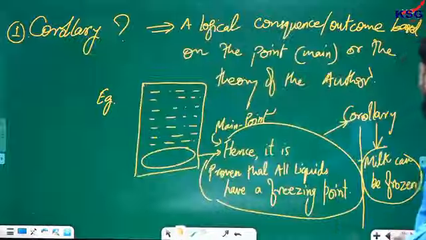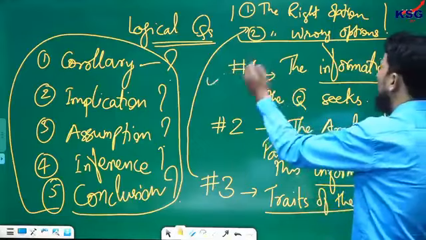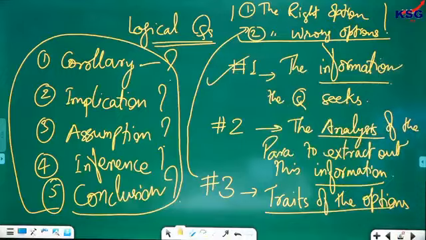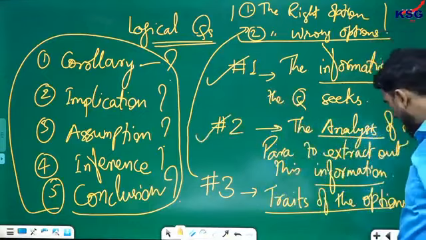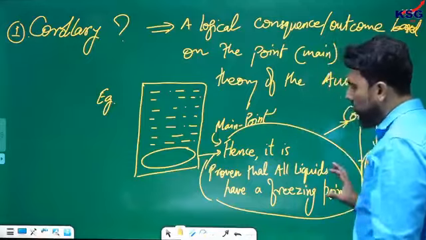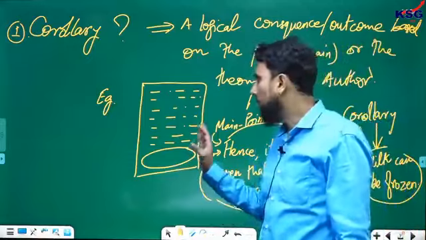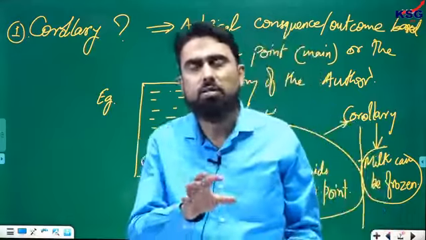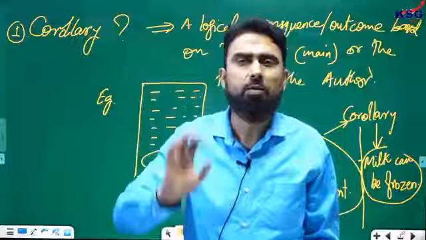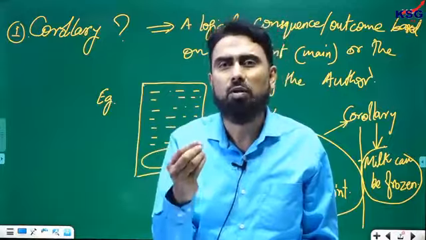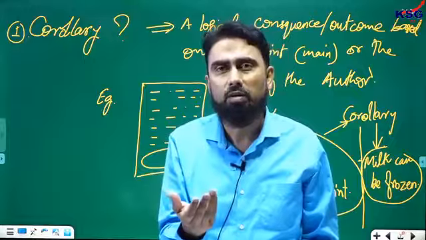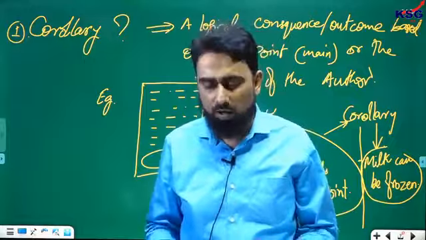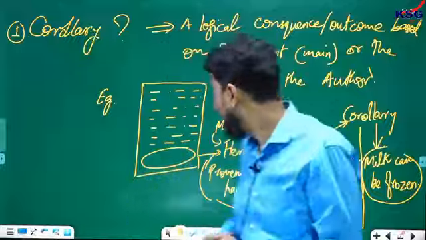So the first dimension is clear. The information the question seeks, that is the consequence. Now we proceed to the second dimension, the analysis of the para to extract this information. How the para should be analyzed. Make sure that you do not commit an error in identifying the main point of the author. The moment a student commits an error and does not identify exactly where the main point is, what the author is basically saying, of course he is bound to commit an error. So he will end up choosing a wrong option. So the analysis should be done on the basis of the main point.